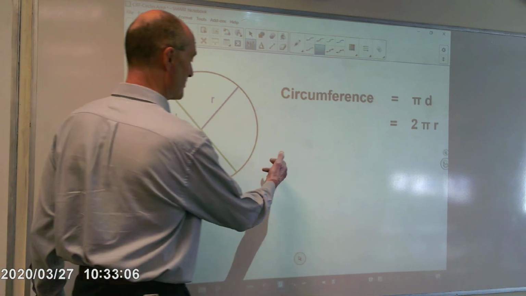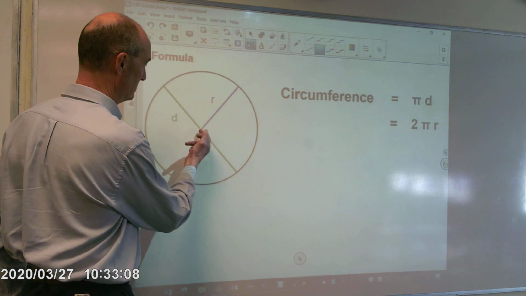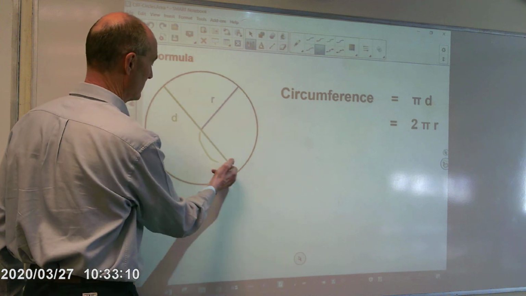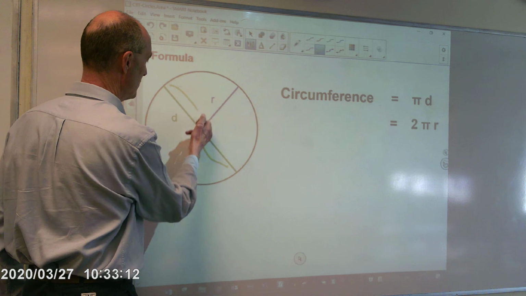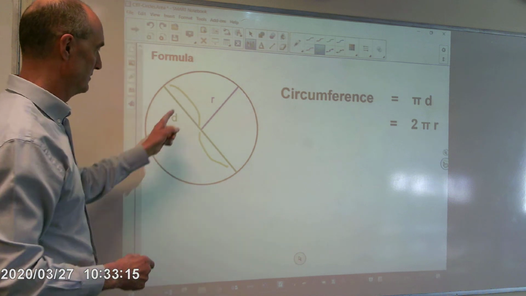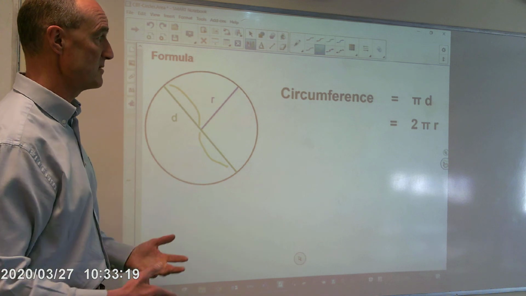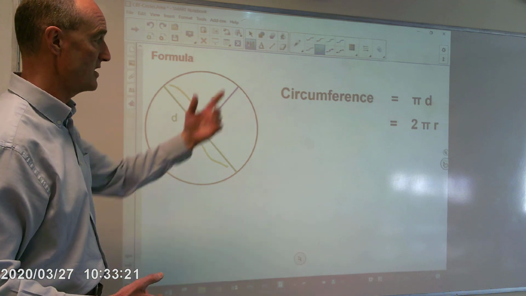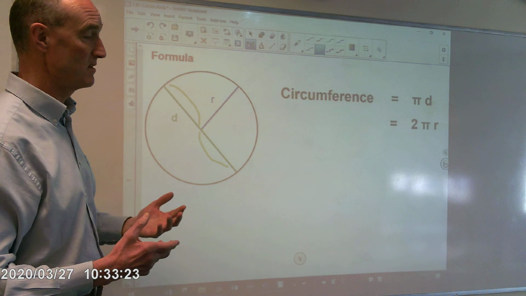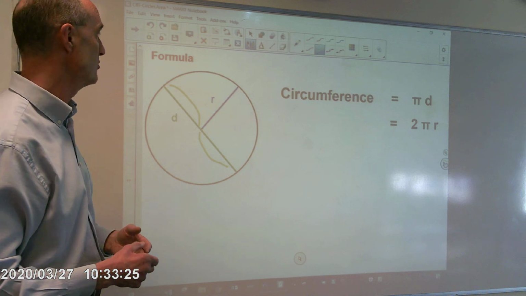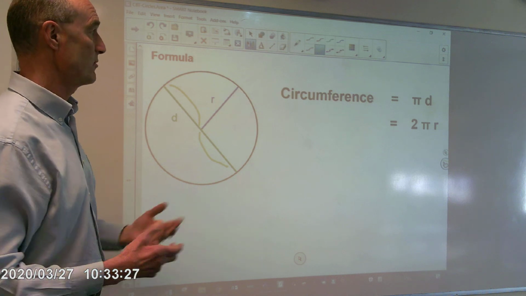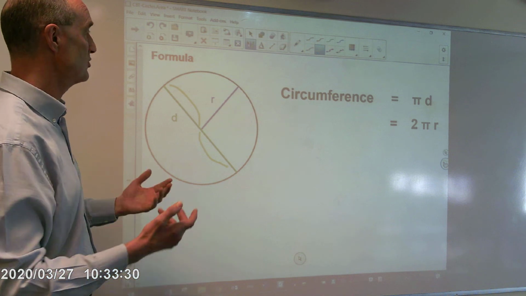Because the diameter is 2 lots of the radius. Got a radius here, so the diameter is the same as 2 lots of the radius. So hence you can have the formula in the form of pi d, or you can have 2 pi r. How do we actually use these formulae?